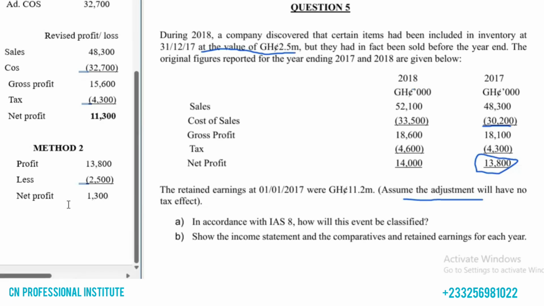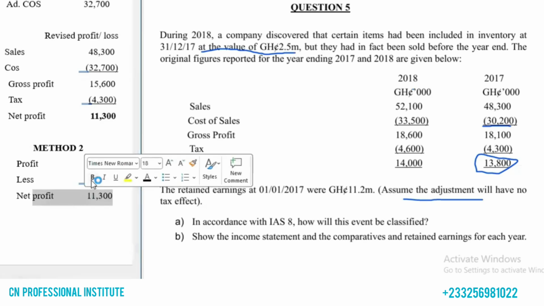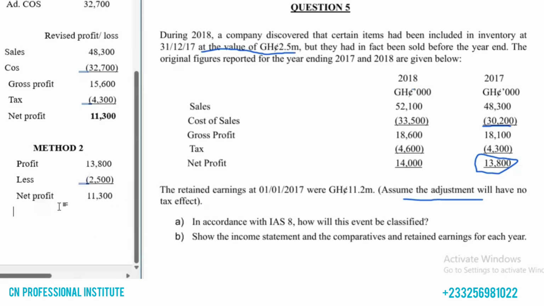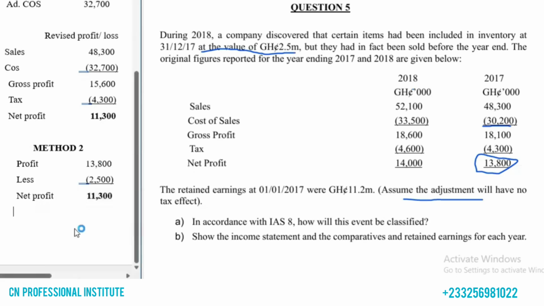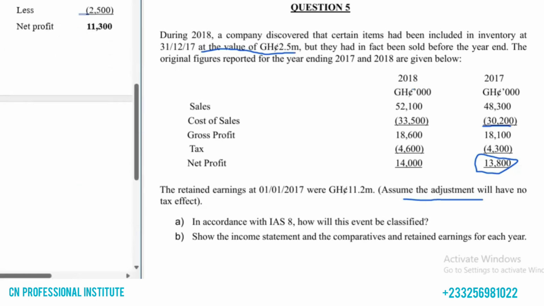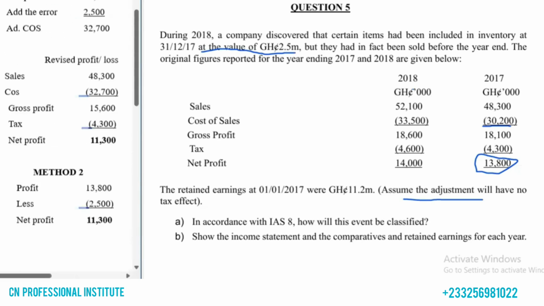You can adjust the error in cost of sales, or you can adjust the error with your net profit. Whichever way you do it, it's fine. So just know how to go about the two. Okay. So with the second method, we just pick the net profit and we adjust the net profit. But with the first method, you have to adjust the cost of sales first before you use it to do your computation.